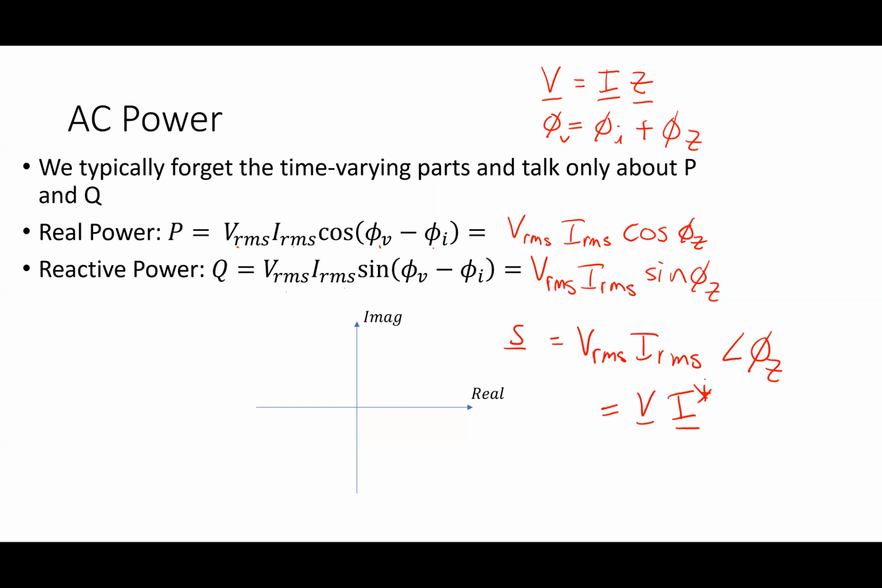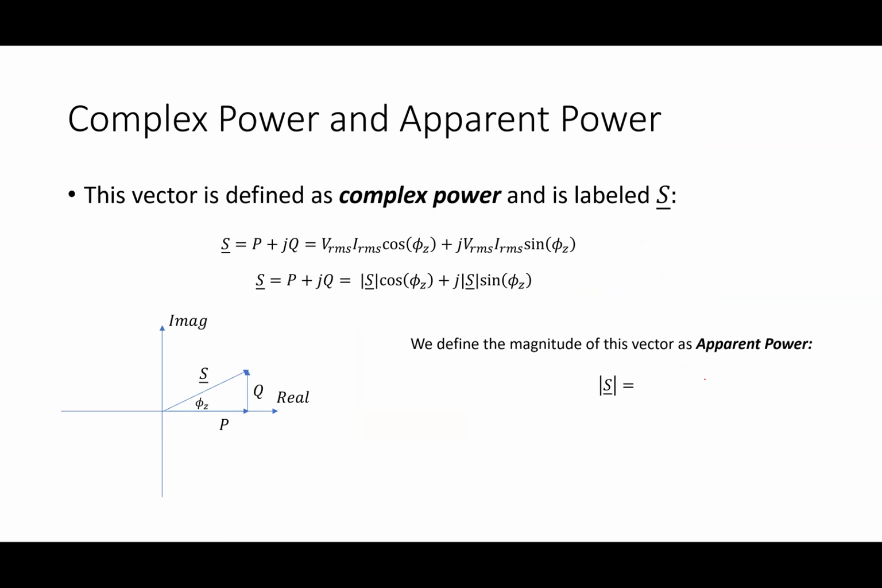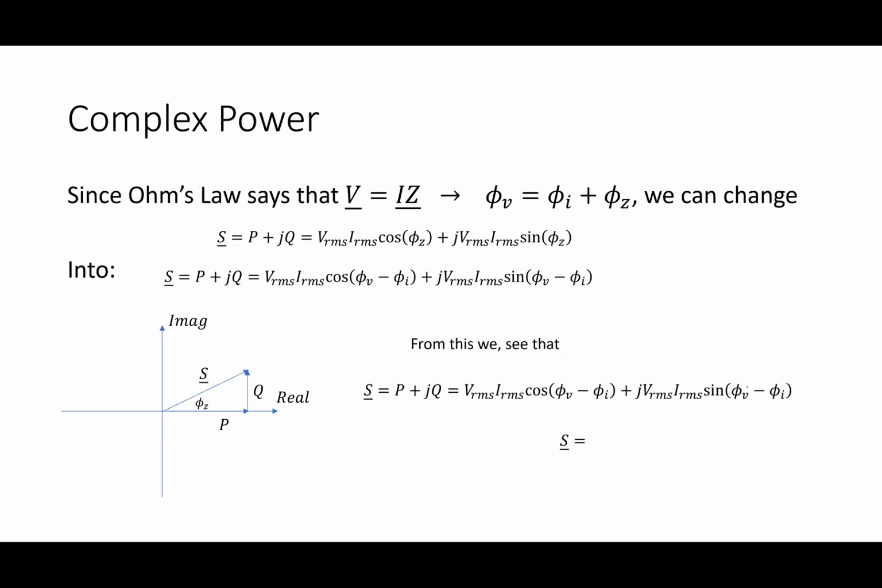So what we call this sometimes is the power triangle. And we give some names to this guy. The magnitude of S, which is VRMS times IRMS, we call the apparent power. And we call this the power triangle. This is my real axis here, this is my imaginary axis. The real part's always P, the imaginary part's always Q, and this guy is S. Okay, so if I go through this, we talk about complex power.